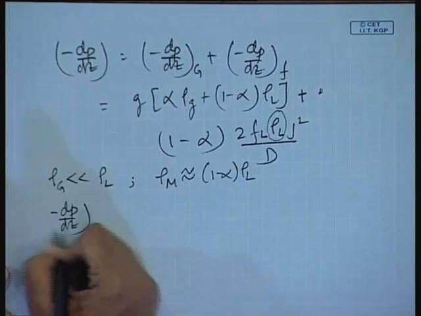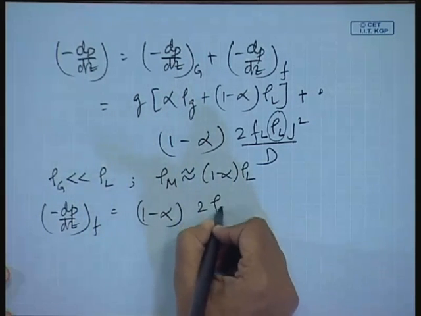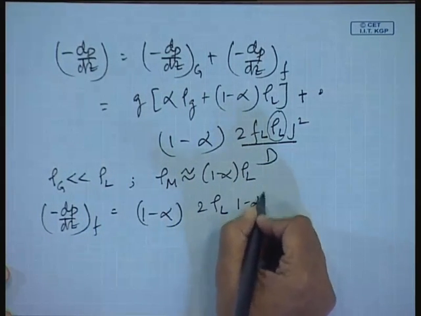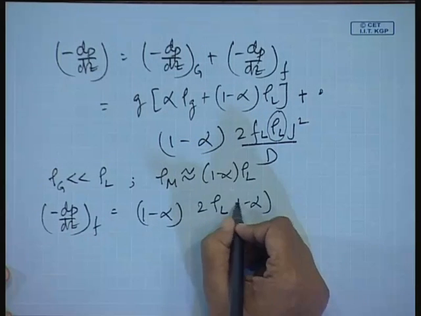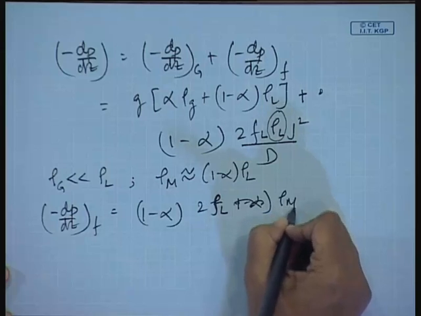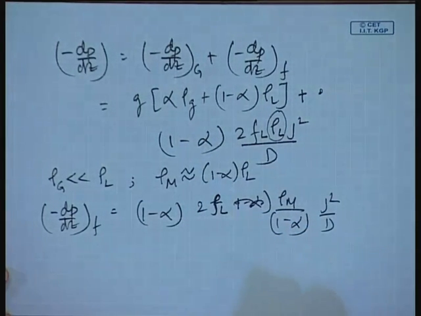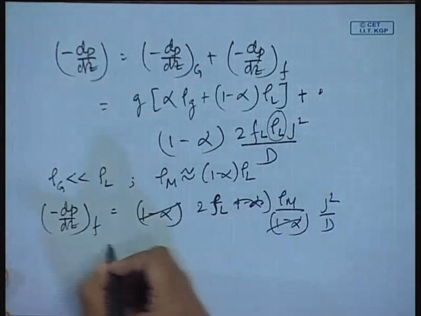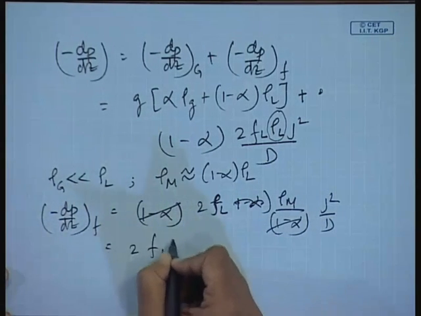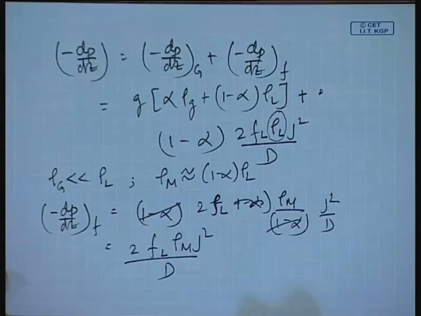So, your frictional pressure gradient becomes 1 minus alpha into 2 f_L rho_m by 1 minus alpha j squared by d. Can I write it in this particular form? Or in other words, what does it become? It becomes 2 f_L rho_m j squared by d. And have you ever come across this particular expression?